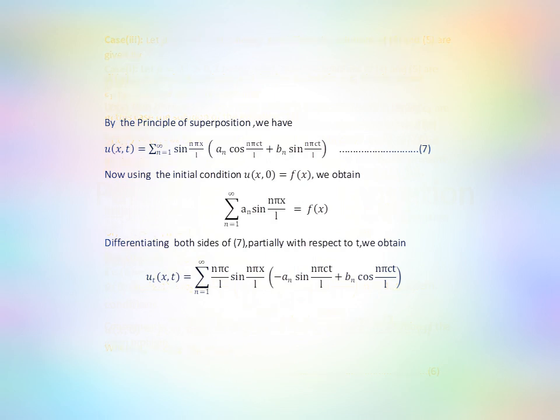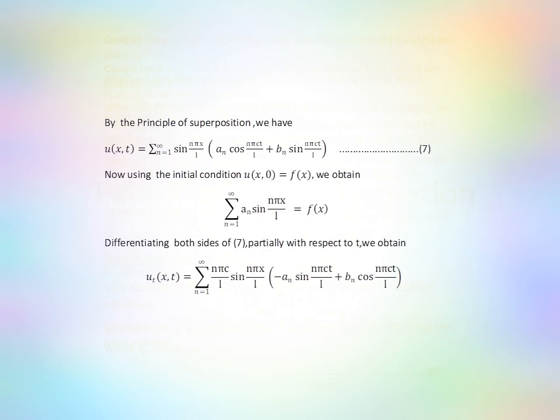Now by the principle of superposition. What is the principle of superposition? When two or more waves of the same type cross at some point, the resulting displacement at that point is equal to the sum of the displacements due to each individual wave.